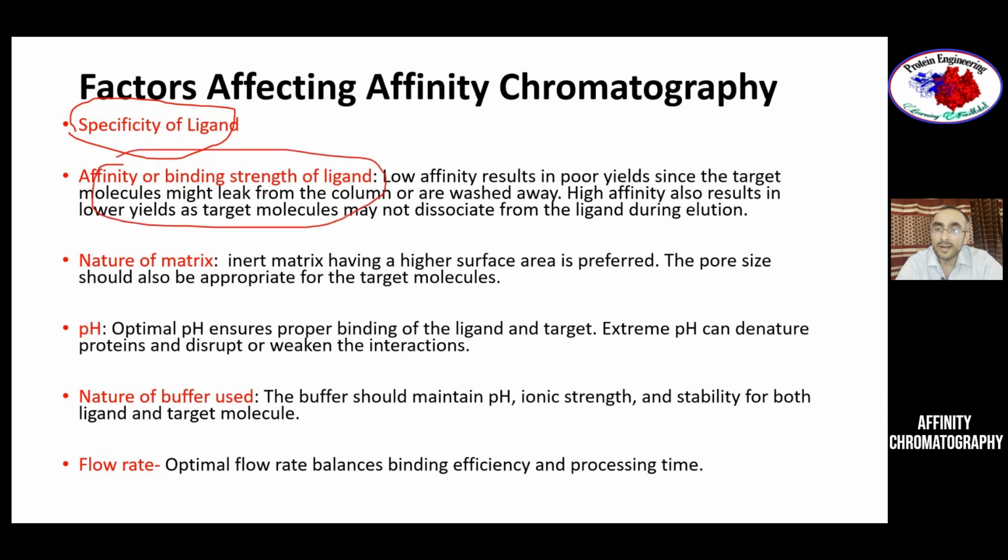Then the affinity, or binding strength, of the ligand. The binding strength of the ligand should be optimum with the analyte. If it is too low, then most of the analyte will not bind to the column, and your yield will be low. And if affinity is too high, it will be very difficult to elute the bound analyte from the ligand. In that case also, the yield will be less. So you must have a ligand with optimum affinity with the analyte, so that it can be used in an affinity chromatography matrix.